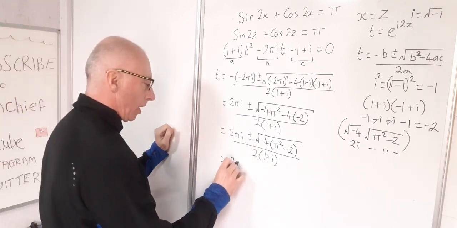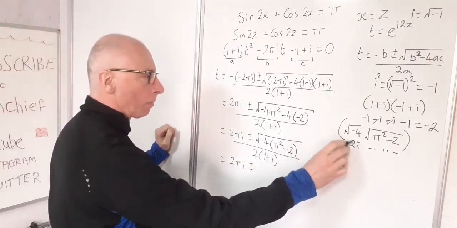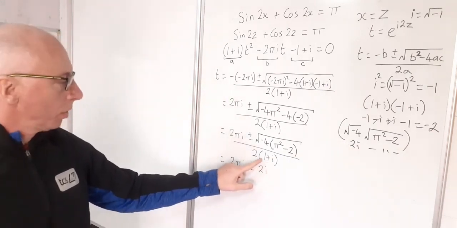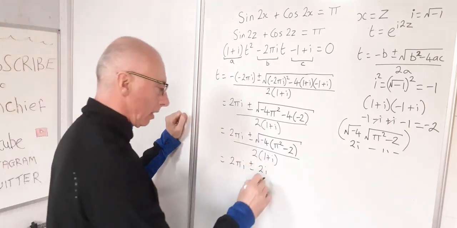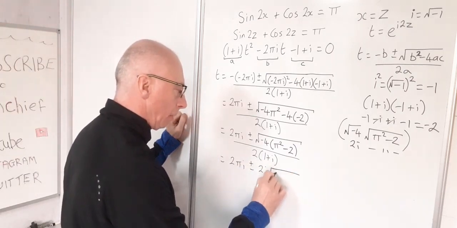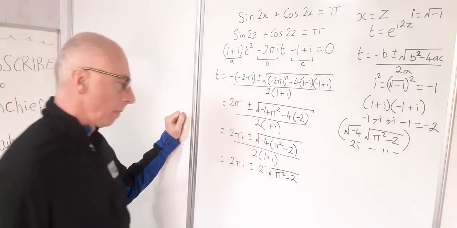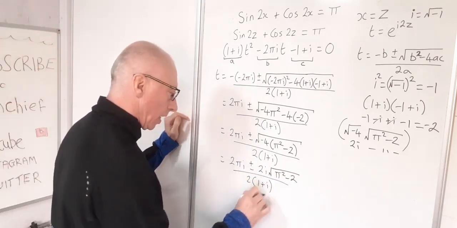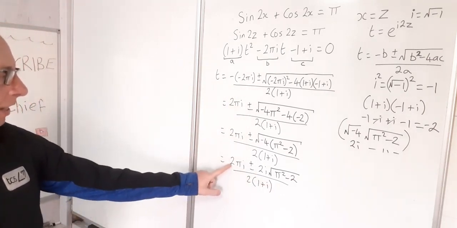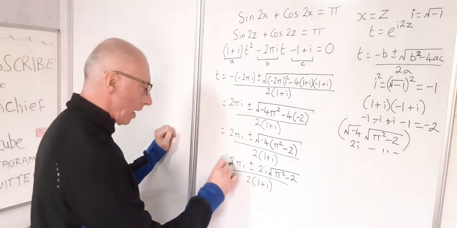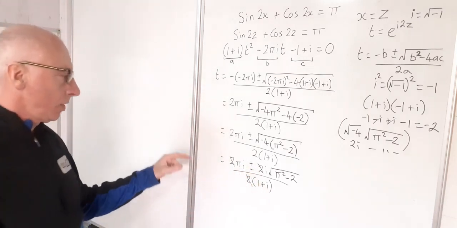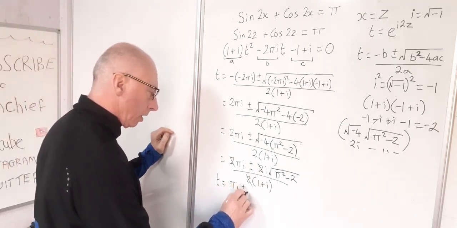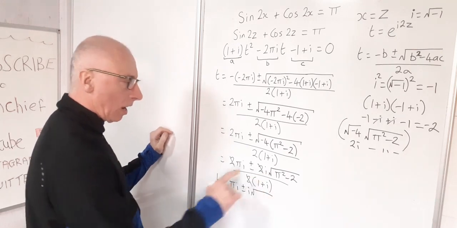So now I've got 2 pi i plus or minus my 2i. So I've got 2i and a 2i. I've got a 2i here, but this one's with a 1, so that's just spoiling the party a little bit. And then I've got square root of pi squared minus 2, and then 2 times 1 plus i. Okay. Now what I'm going to do first, I can cancel these 2's out. So let's go for that. So now I've got t equals pi i plus or minus i. So don't forget that i still stays there.